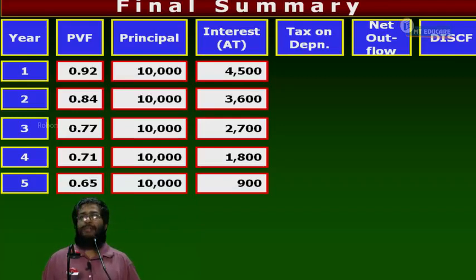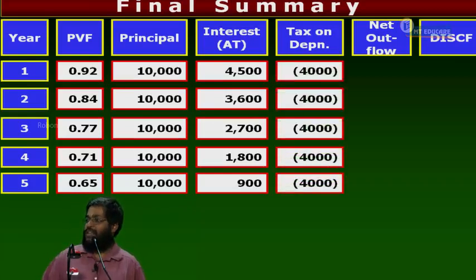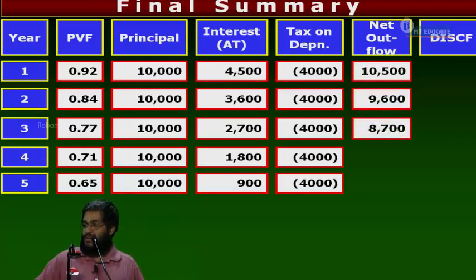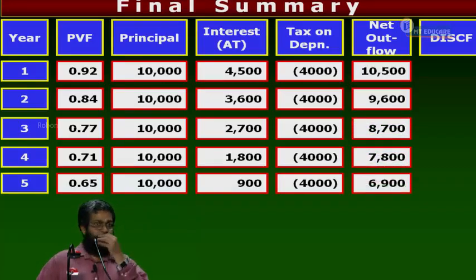Now, tax on depreciation, how much do we calculate here? 4,000. It's an inflow in an outflow column, so it should reduce the outflow, written within brackets. It is 4,000 everywhere for 5 years, the tax shield I enjoy on depreciation. Net outflow: 14,500 minus 4,000 is 10,500. 13,600 minus 4,000 is 9,600. 12,700 minus 4,000 is 8,700. 11,800 minus 4,000 is 7,800. 10,900 minus 4,000 is 6,900.